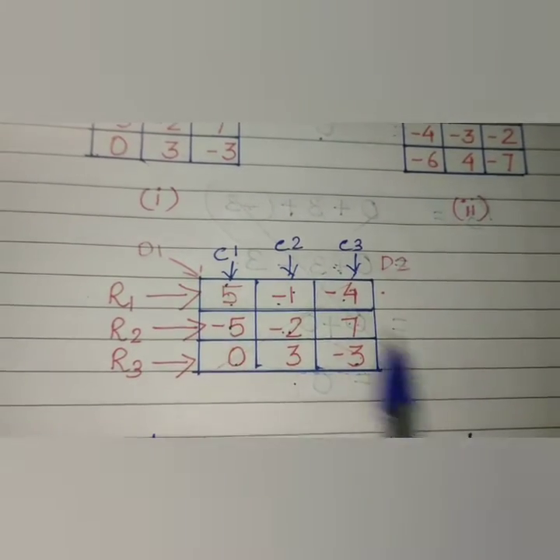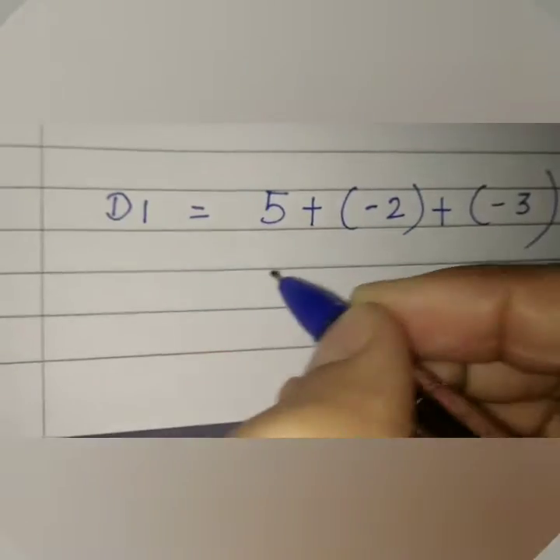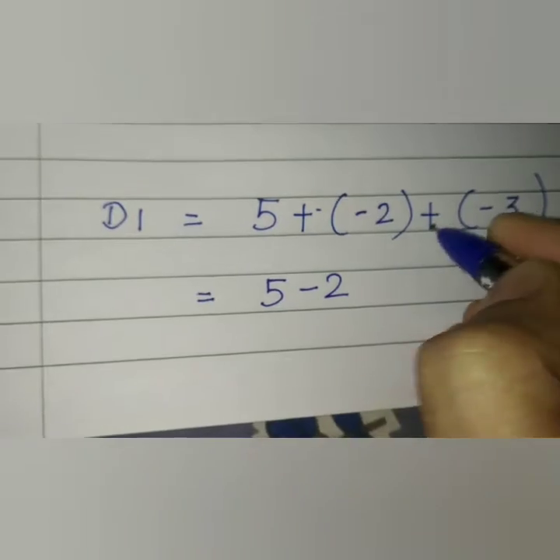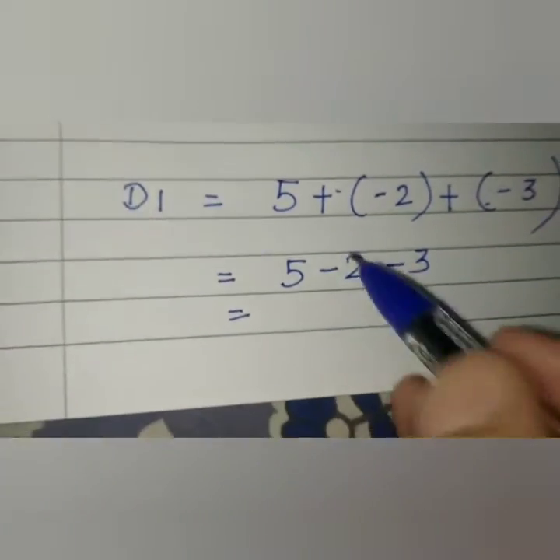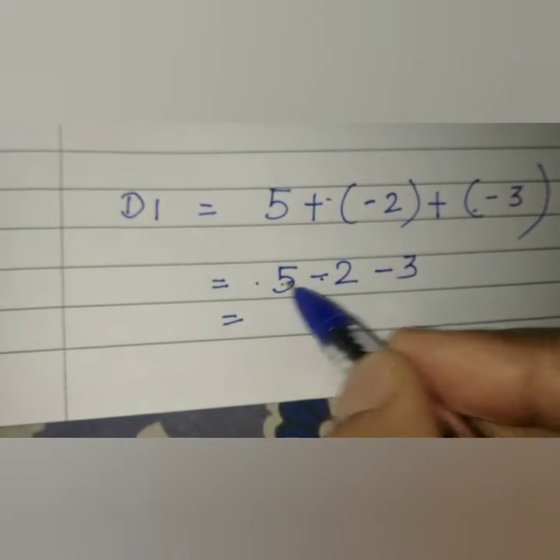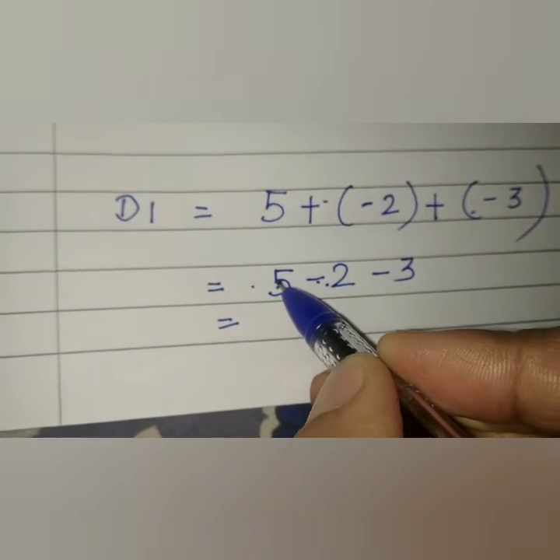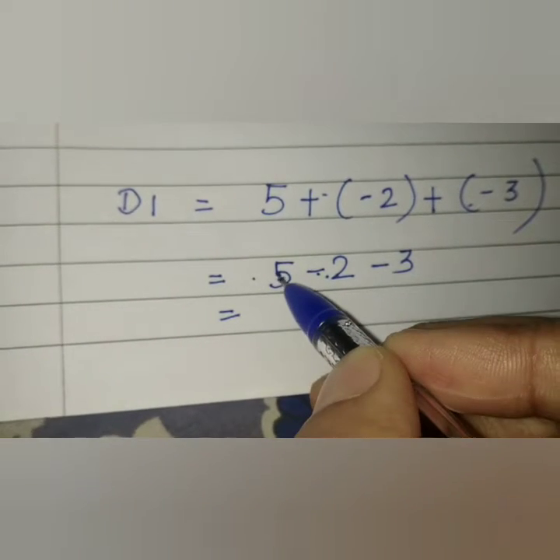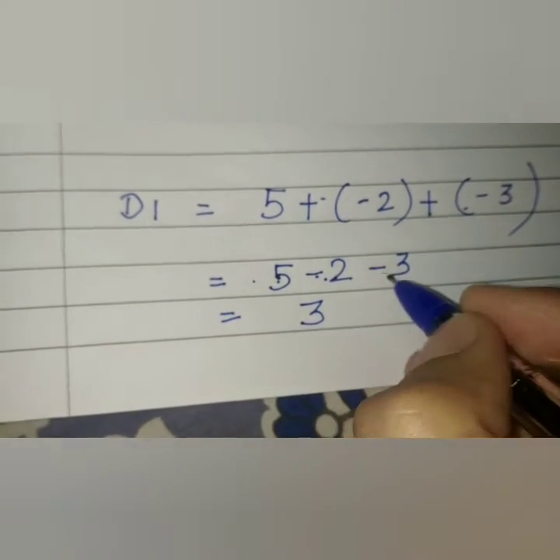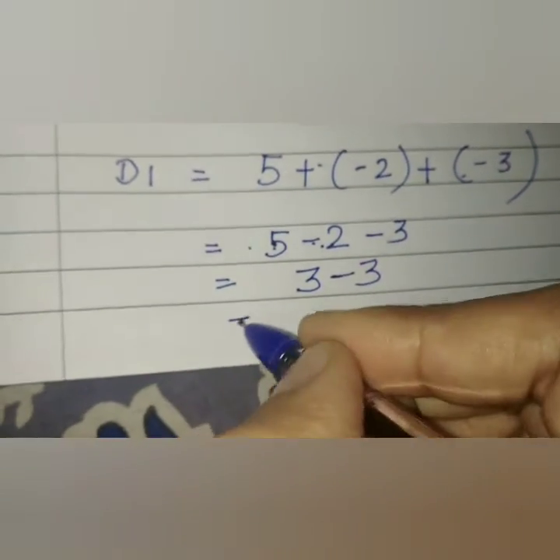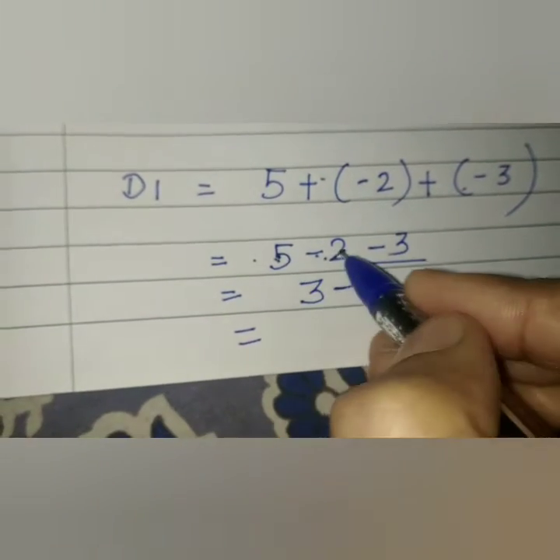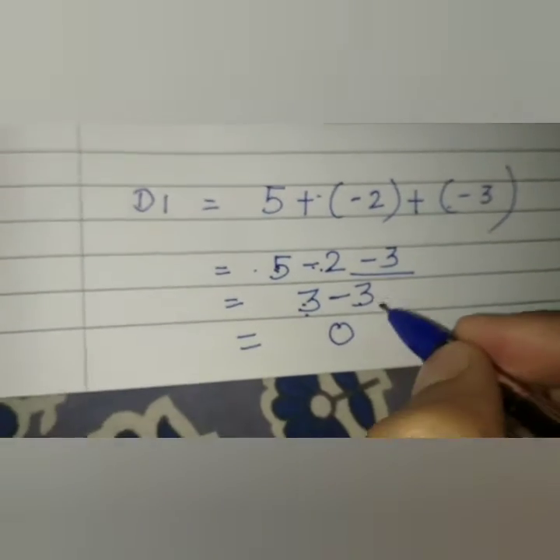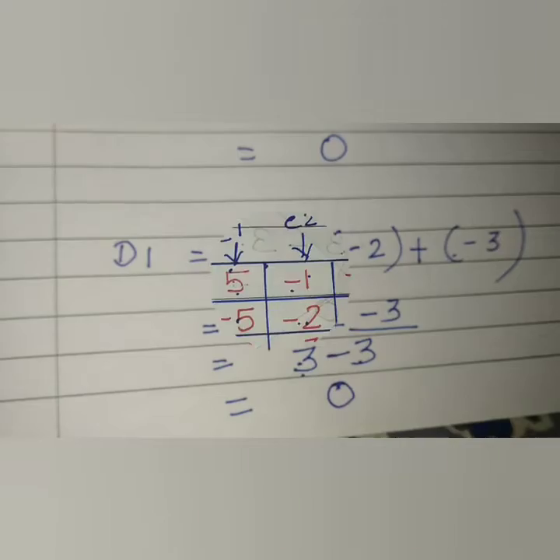So we will solve the first diagonal. It will be 5 plus minus 2 plus minus 3. Now plus minus will be what? Minus. So 5 minus 2 is what? 3. Since 5 is the greater number among 5 and 2, we will not write any sign. Why? Because 5 has a positive sign. Now minus 3, the remaining value I have written. 3 minus 3 is what? 0. So the answer of diagonal number 1 is 0.